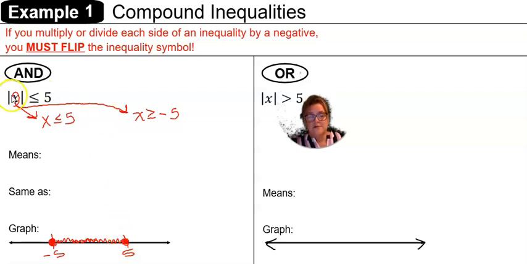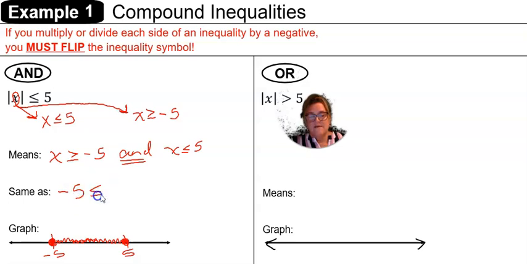true. The absolute value of x less than or equal to 5 means that x is greater than or equal to -5 and that x is less than or equal to +5. That's the same thing as saying -5 is less than or equal to x, which is less than or equal to 5. All of these statements are equivalent.